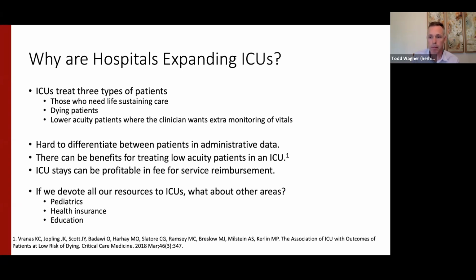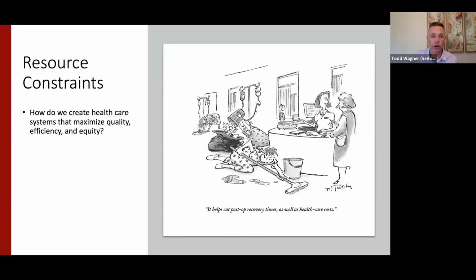But to be honest, if we devote all of our resources to ICUs, what about other care? What about pediatrics? What about improving access to health insurance or education? So at some point we have real resource constraints, and we come back to this question of how do we create healthcare systems that maximize quality, efficiency, and equity. At some point, we have to believe that resources are constrained.